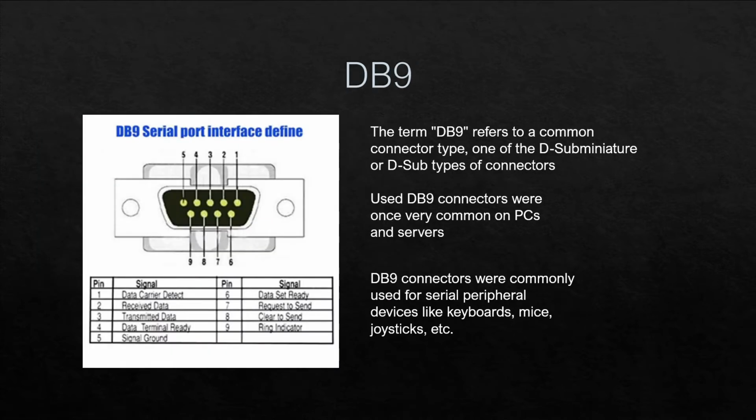And the next is a DB9. The term DB9 refers to a common connector type, one of the D-subminiature or D-sub types of connector. DB9 has the smallest footprint of the D-subminiature connectors and has 9 pins for the male connector or 9 holes for the female connector. DB9 connectors were once very common on PCs and servers. They were commonly used for serial peripheral devices like keyboard, mouse, joystick, and also on DB9 cable assemblies for data connectivity.